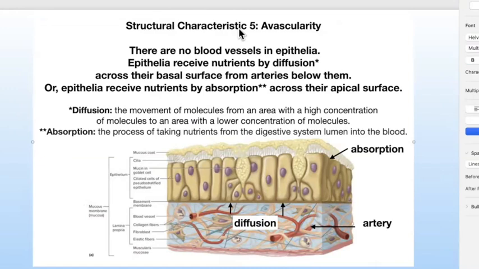They do not have blood vessels. Therefore, epithelia have to receive nutrients by diffusion across their basal surfaces from arteries below them, or they have to receive nutrients by absorption across their apical surfaces.